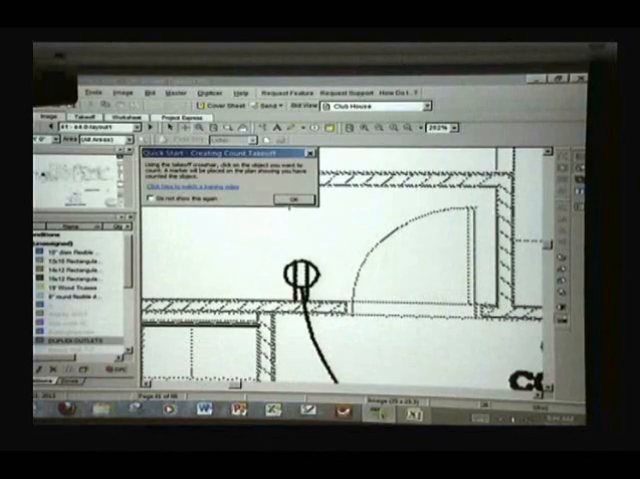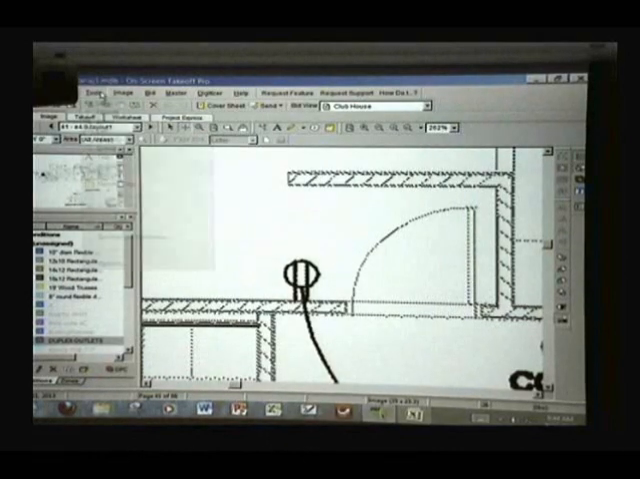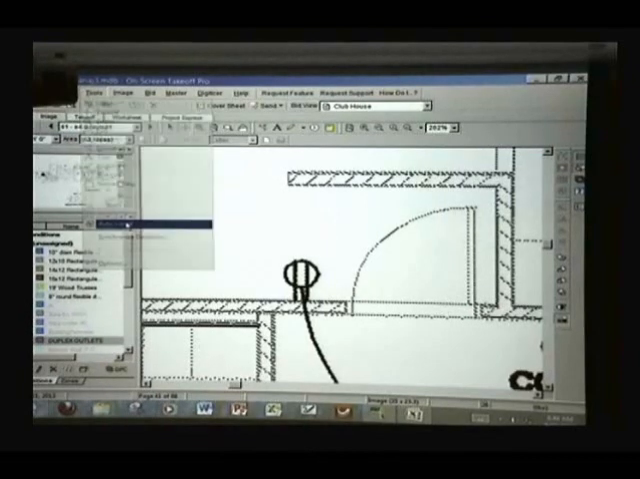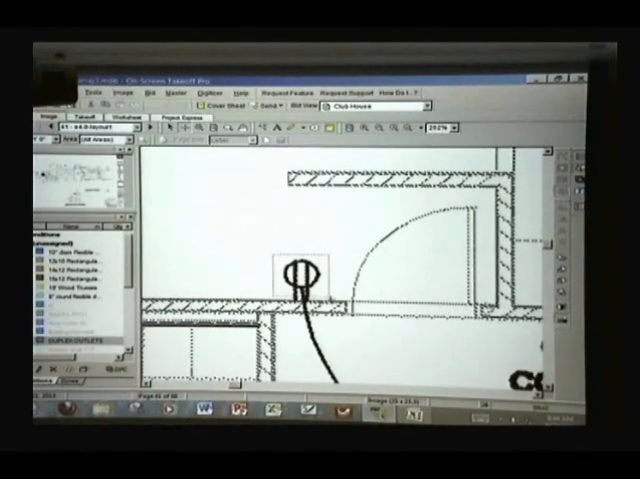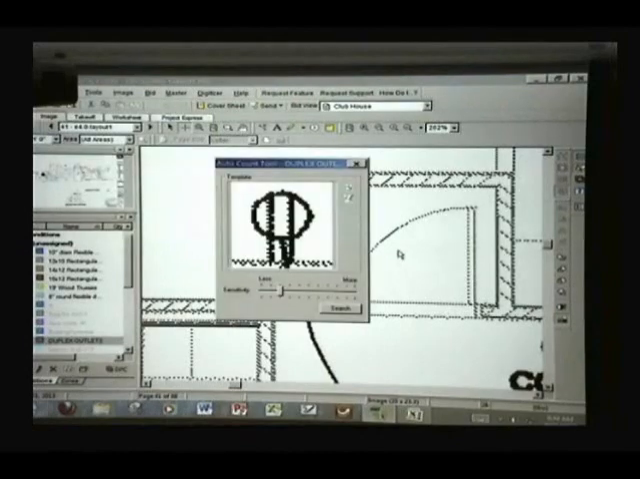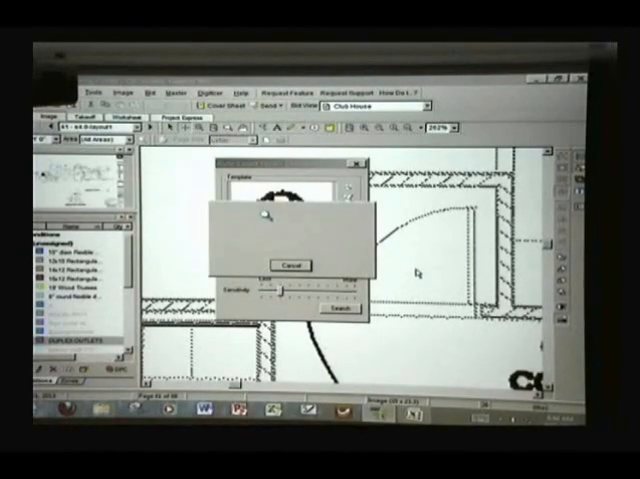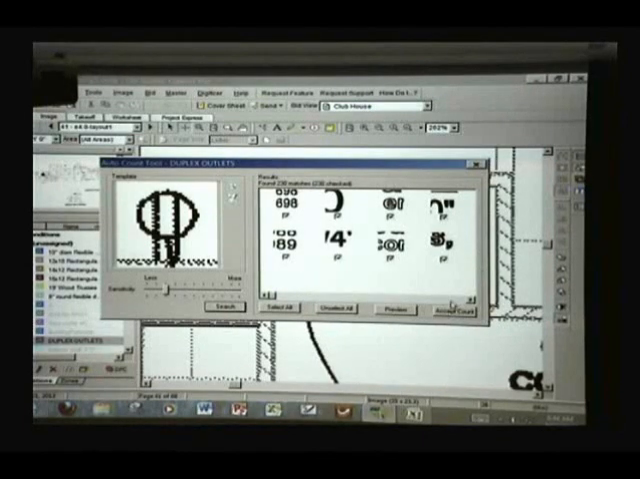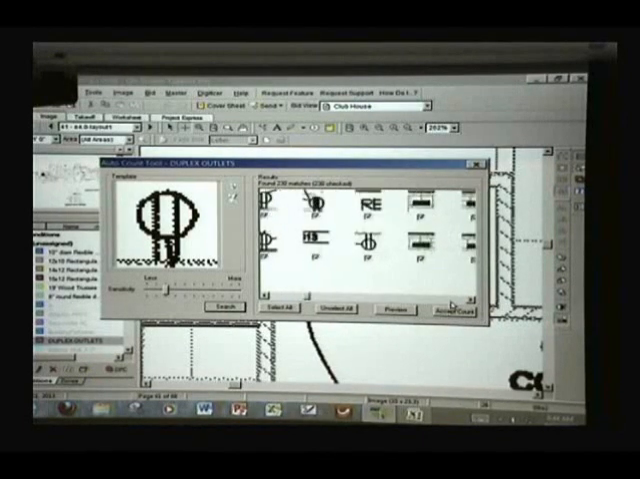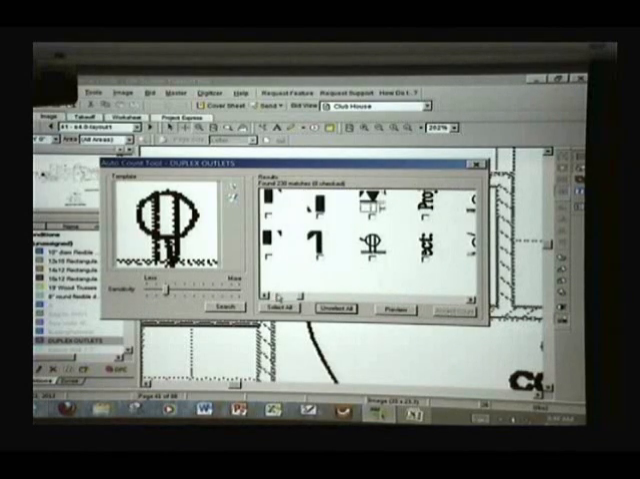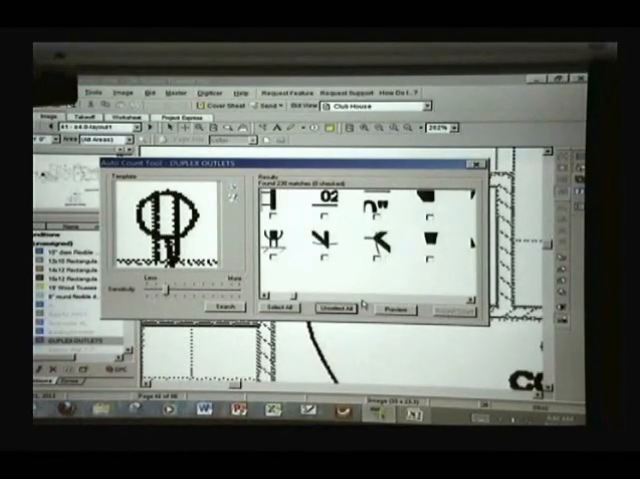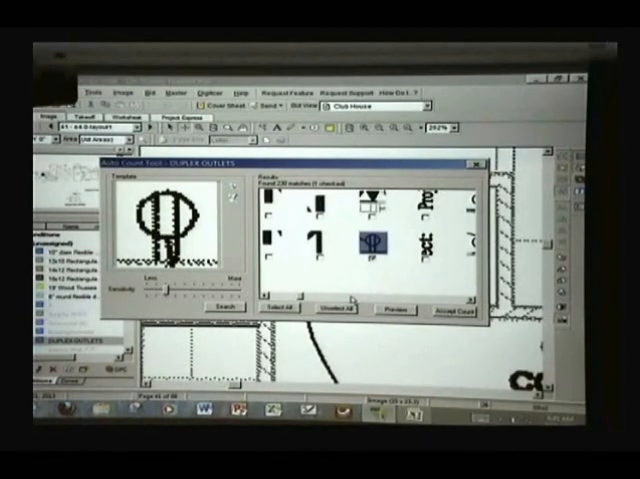Okay, and now auto count. I'm going to find this symbol. Search. This doesn't look quite right. And I unselect all. Yeah. And then select the ones that look right.